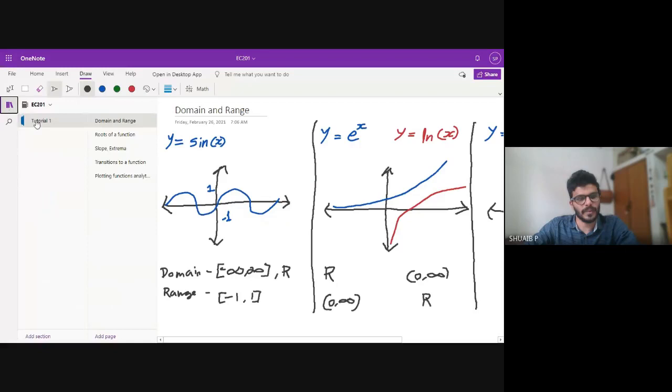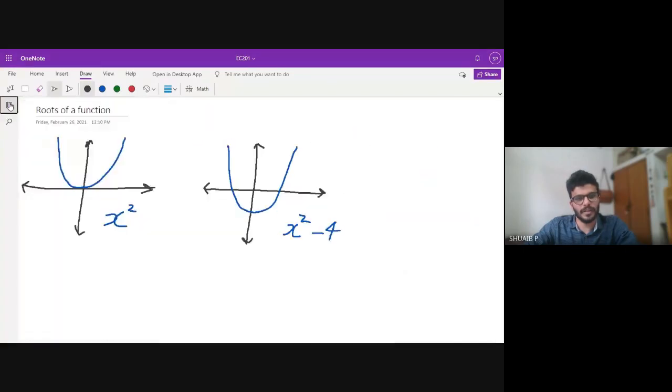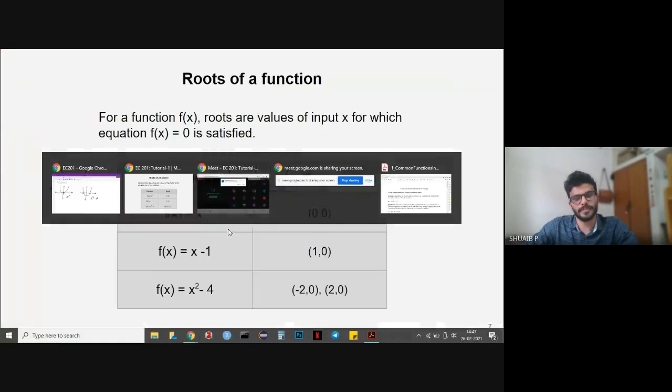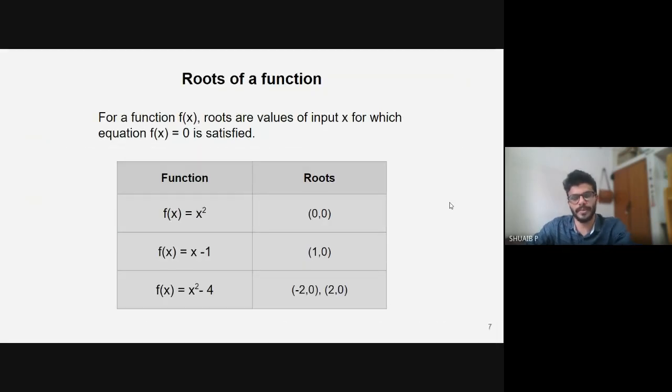You can see graphically that the roots of the functions will be the points where the graph crosses the x-axis, the line y equal to 0. So at this point, the value of the function will be 0. It can be looked at as the solution for the function, or when the function is equal to 0.